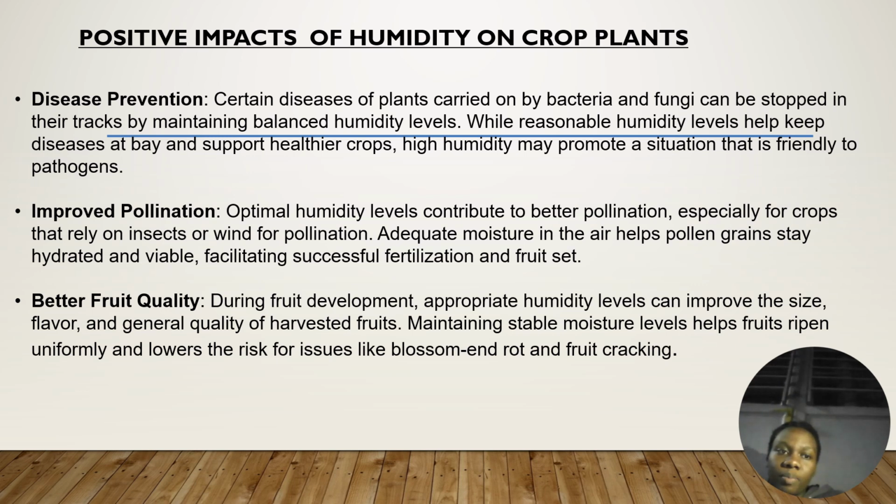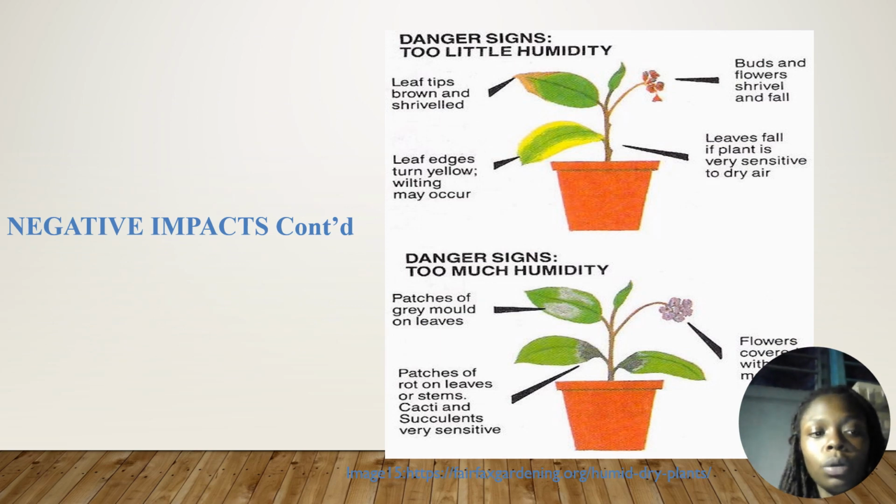And also we have better fruit quality. During fruit development, appropriate humidity levels can improve the size, flavor, and the general quality of harvested fruit. Maintaining stable moisture levels helps fruit ripen and form and lowers the risk of issues like blossom end rot and cracking. We are going to continue on the negative impact of humidity on crop plants.